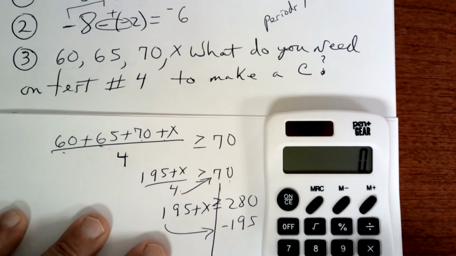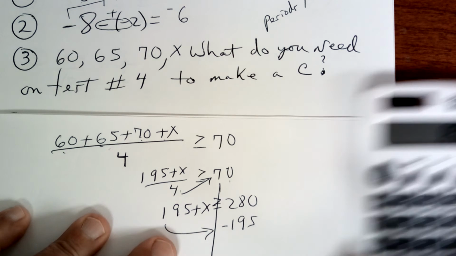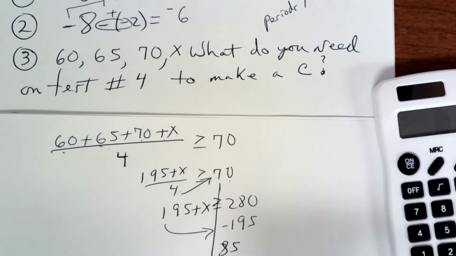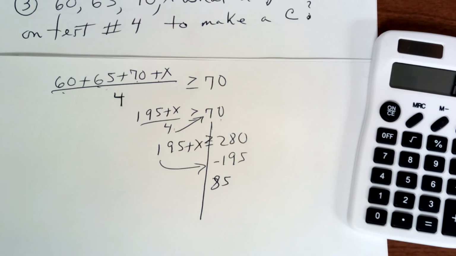280 minus 195, I get 85. So you'd have to score an 85 or above to get a 70. Okay? And that's how you do that one. Make that a little bit smaller so I have more work area.